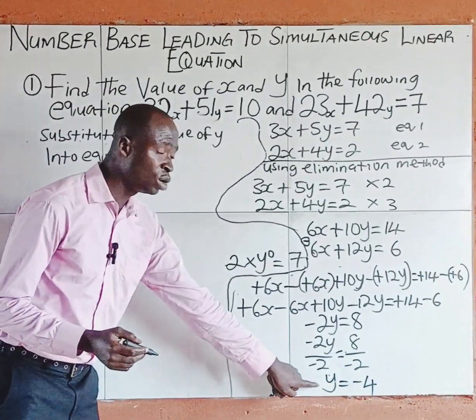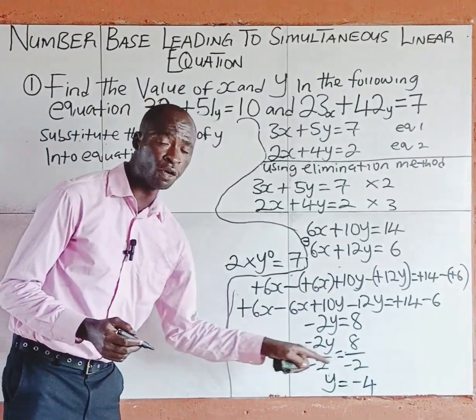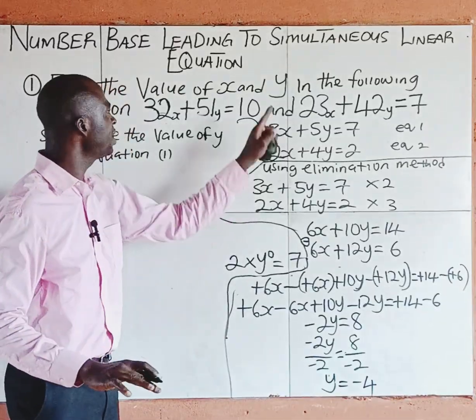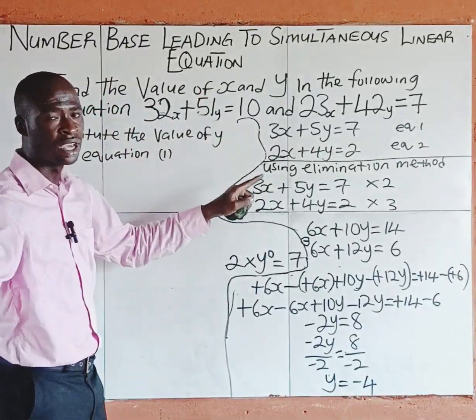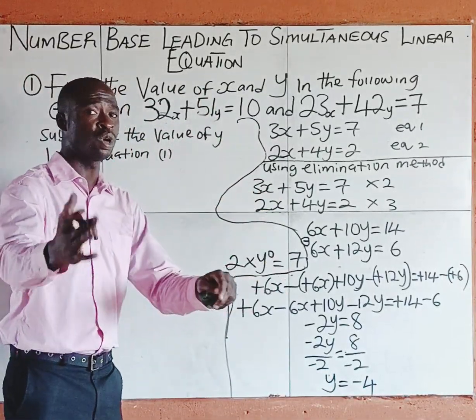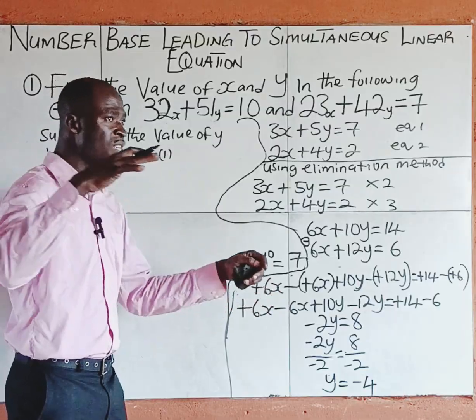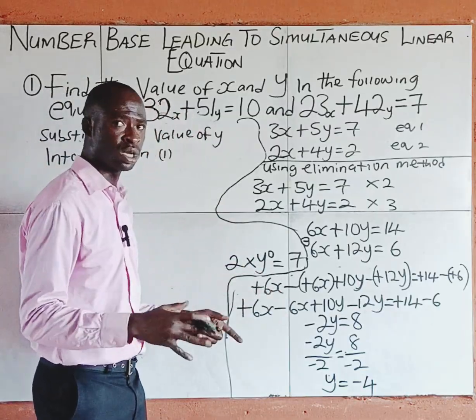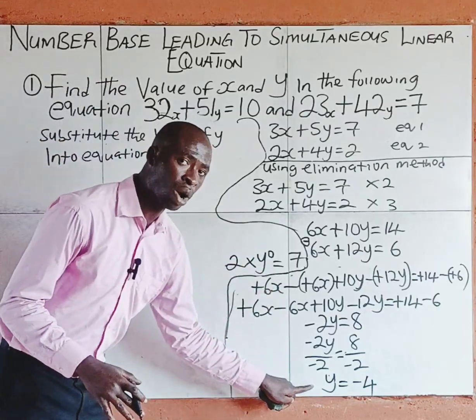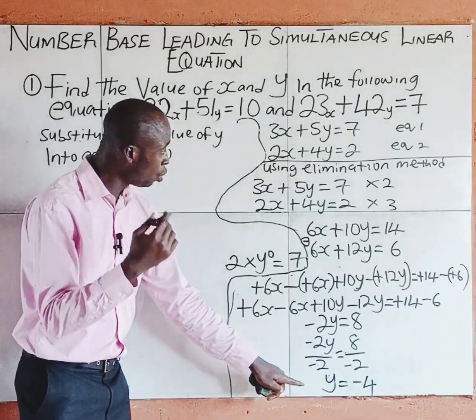Now the moment you get the value of your y, which is a negative 4, the next thing you simply do, remember in your question you have to solve for both x and y. That is why it is called simultaneous equation. The word simultaneous means two things moving together. They are moving simultaneously, moving together. So now we have gotten our y. Let's go and get our x.